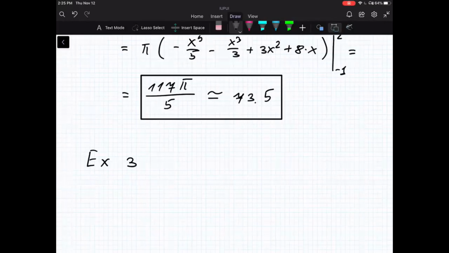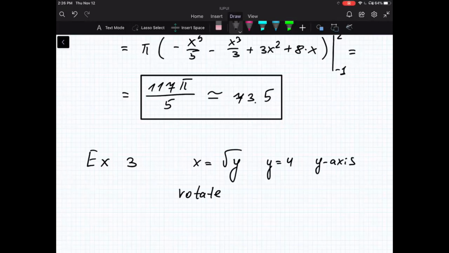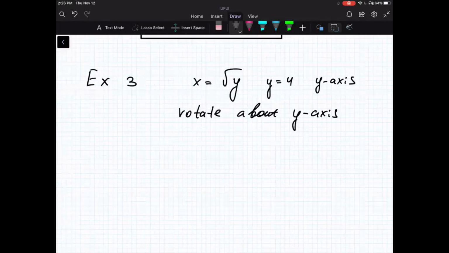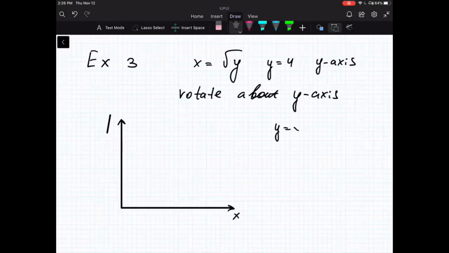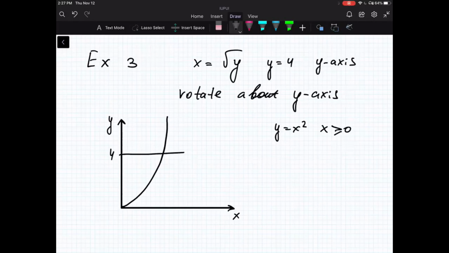Find the volume of the solid obtained by rotating the region bounded by x equals square root of y, y equals 4, and the y-axis. And I rotate about the y-axis. So what do I have? I have the following graph. So I have x equal to square root of y, or I can think that y equals x squared, where x is non-negative. Then I have y equals 4 and the y-axis. So this is my region.